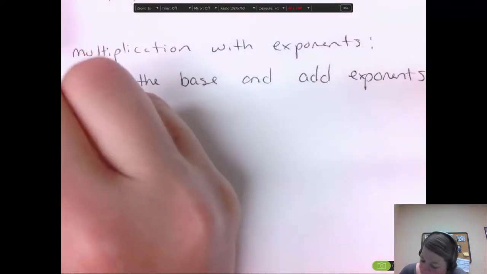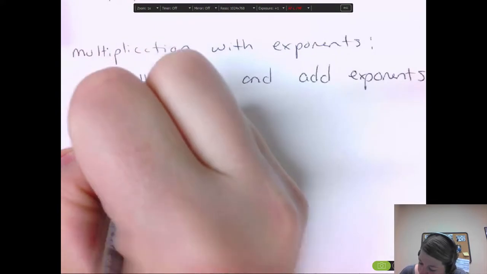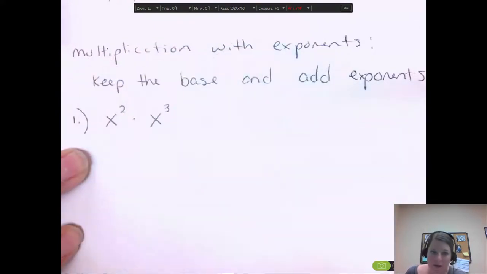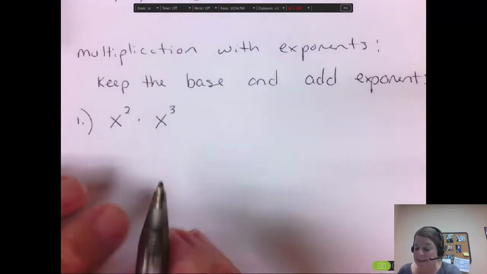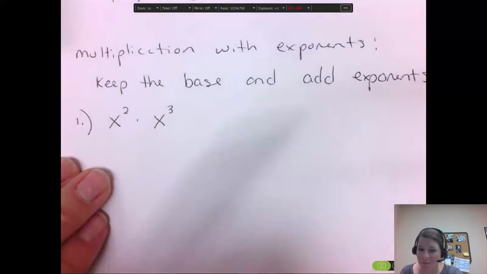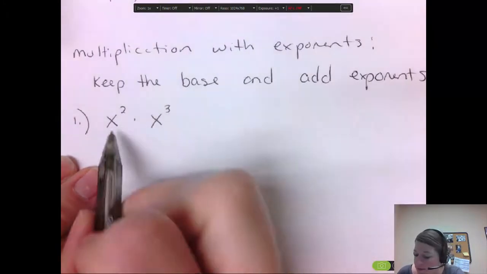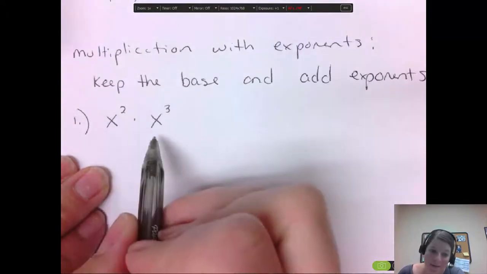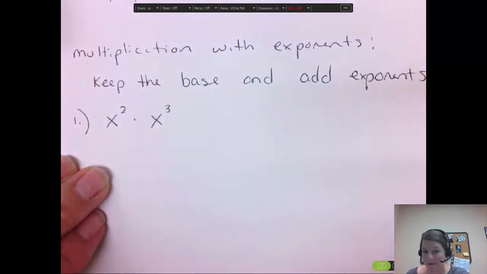Okay, so let's look at the first type of problem I have. What if I want to take x squared and times it by x to the third? First of all, the base is the x and the exponents are the 2 and the 3. So it says keep the base. I try to keep my definitions short, but you keep the base, and it has to also be the same base. You can't multiply or combine an x and a y, for example.